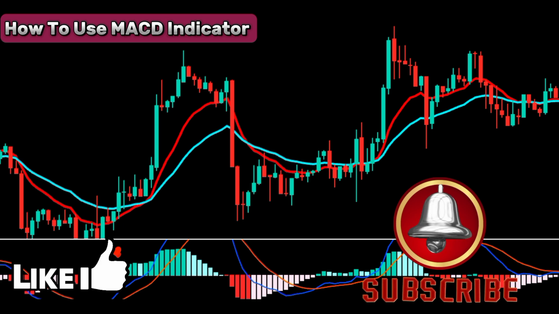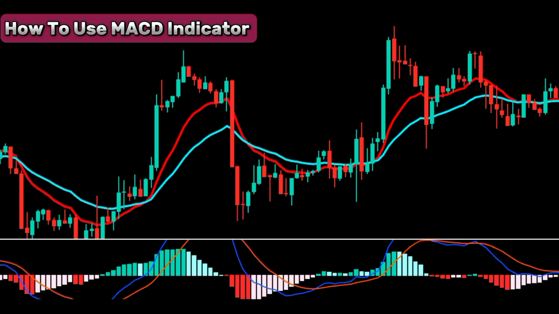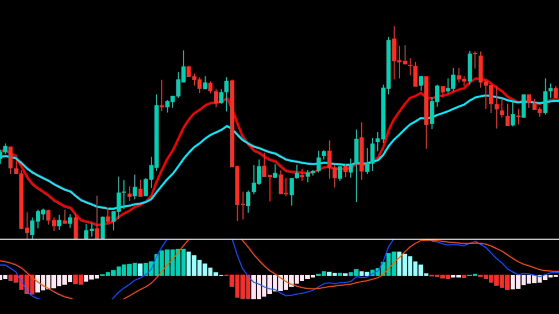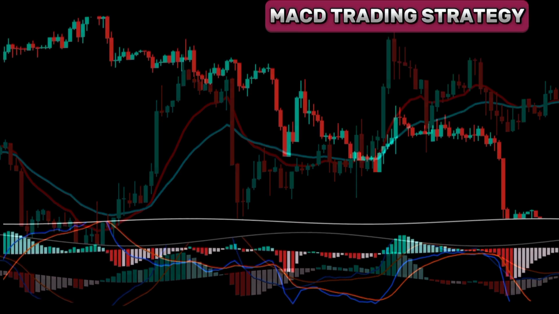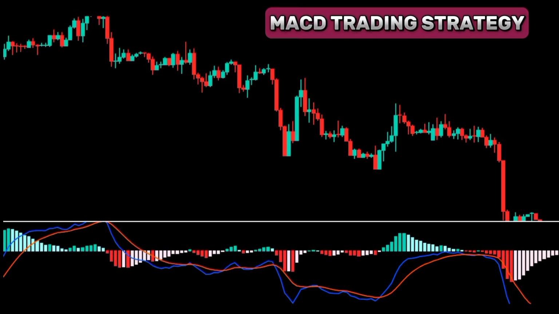Now, if you want to trade the MACD indicator with ease, do this. One of the biggest mistakes that traders make is trying to trade the MACD indicator solely on its own, which is very wrong. And here is why.